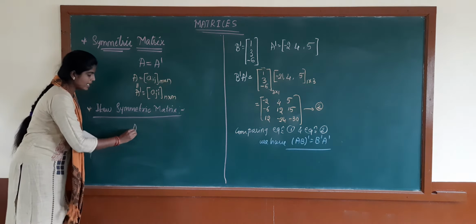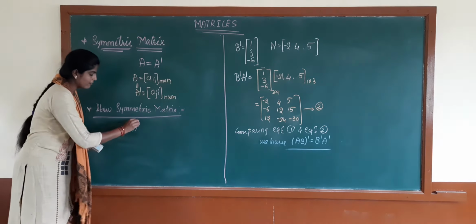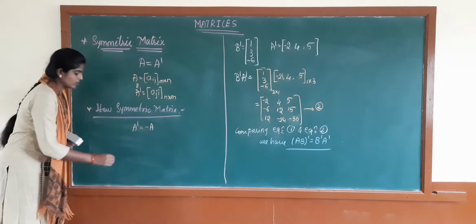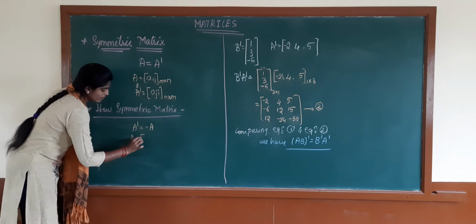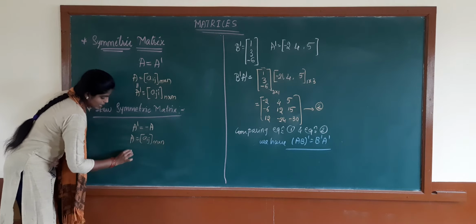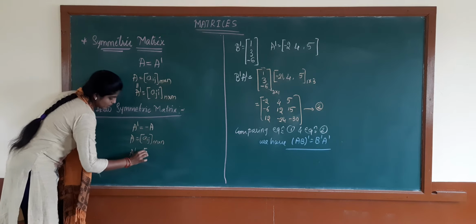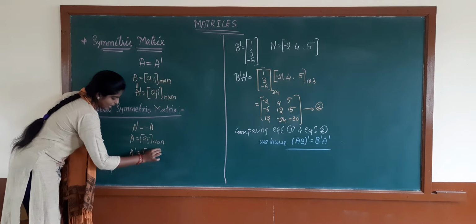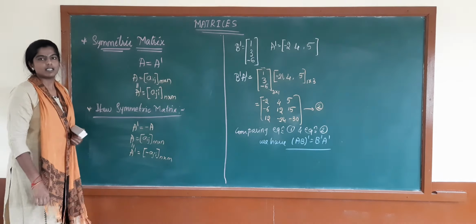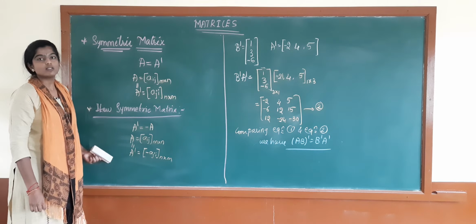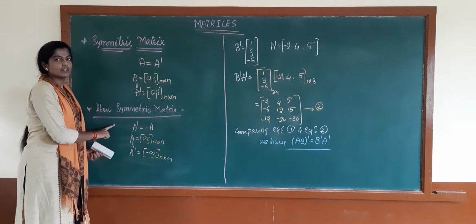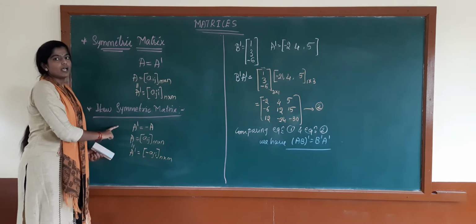So a matrix A is said to be skew symmetric if A transpose is equal to minus A. So it means if A equal to Aij is of order m cross n and A transpose equal to the element minus Aji of order n cross m. If these two matrices are equal, then it is called a skew symmetric matrix. Symmetric matrix and skew symmetric matrix, those two are related.